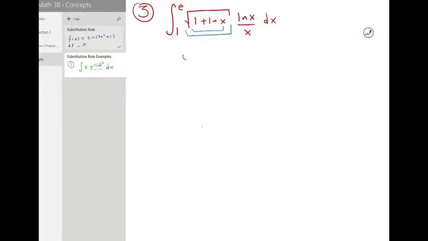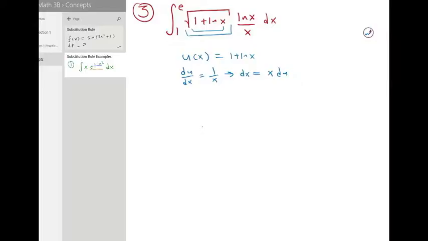So if we set u of x equal to 1 plus ln x, and also note that the derivative of 1 plus ln x, which is 1 over x, is present on the outside. So that gives us a little more confidence about this. du dx is 1 over x. So dx equals x du.